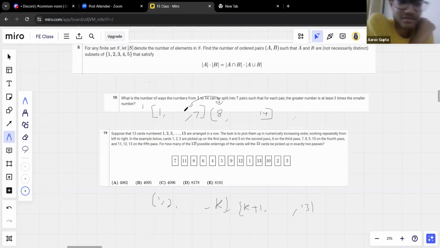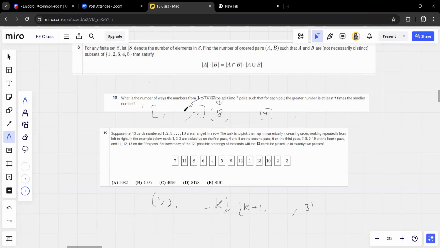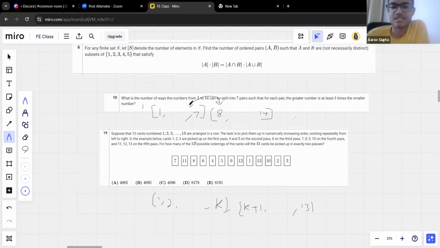4 factorial for 1 to 4, 3 for 5, and 2 for 6. So we multiply them and we get 1. Okay, that is the correct solution. Nice, good job. So I'll explain what he did.